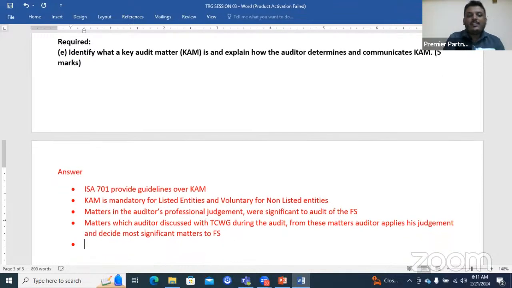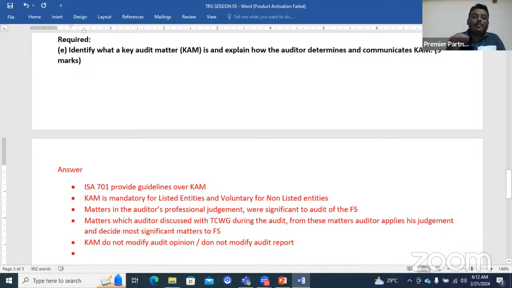To financial statements. So what is a key audit matter? How do we decide a key audit matter? What we feel is significant, not all the matters. Whatever matters we communicated to those charged with governance during the audit, from that we apply our judgment and decide matters which are more significant to the financial statements. Concentrate: the key audit matters paragraph does not modify the audit opinion, and it also does not modify the audit report. Right?